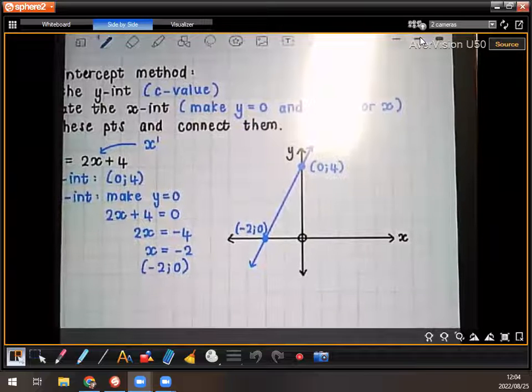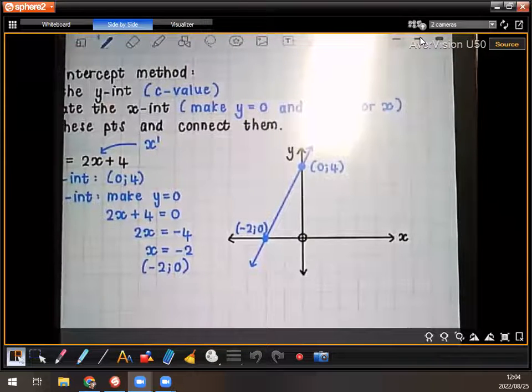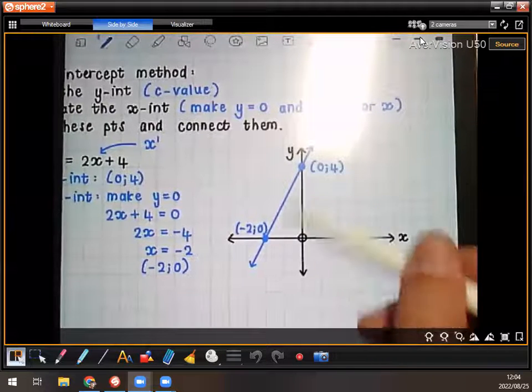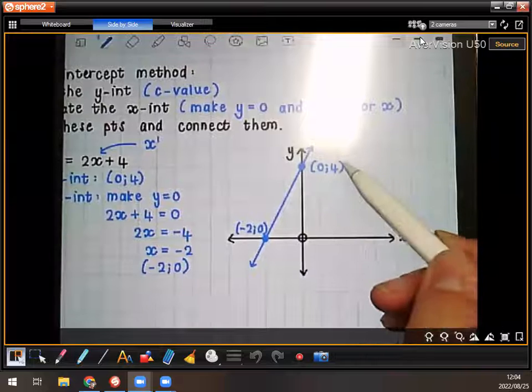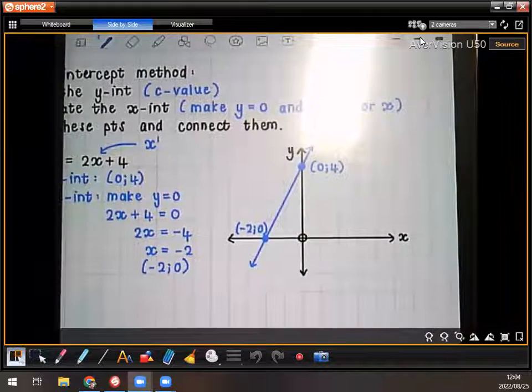So guys, you don't have to put the actual values on the axes. All you need to do is label the points that you have plotted.